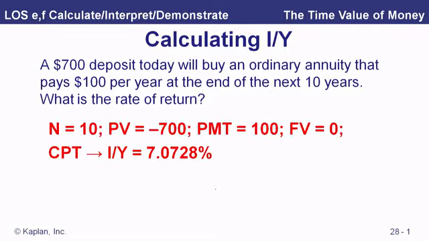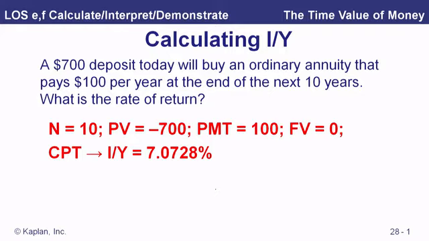Well, let's look at our calculator inputs here. Certainly N is 10. We're in end mode. The payments are at the end of each of the next 10 years, so we're in end mode. Our present value, that's the amount we pay out today, so we put that in as negative 700. The payments are positive. That's what we can withdraw. There's no value at the end, so we've got our 4 inputs.